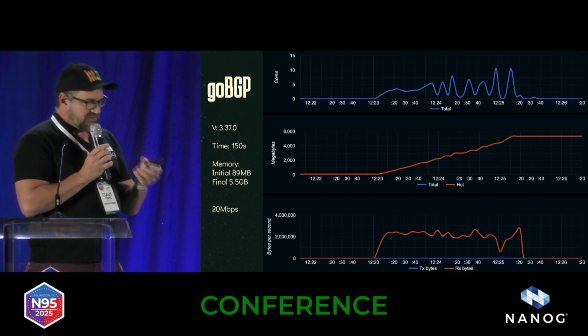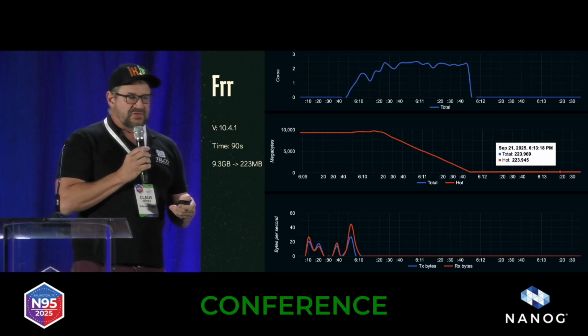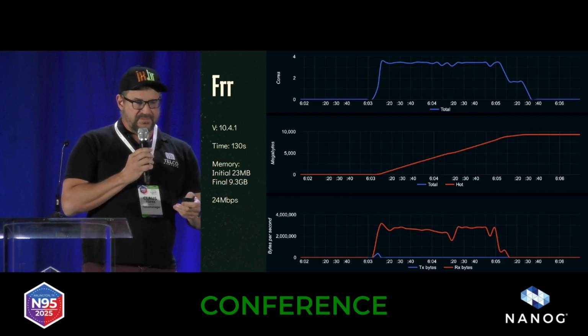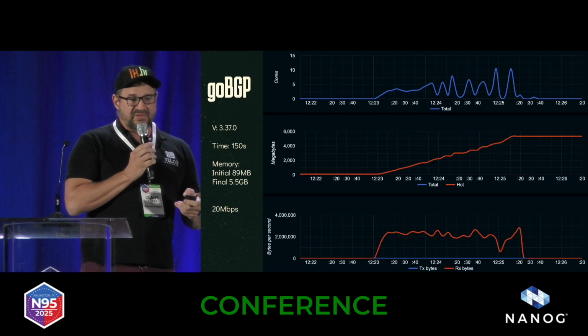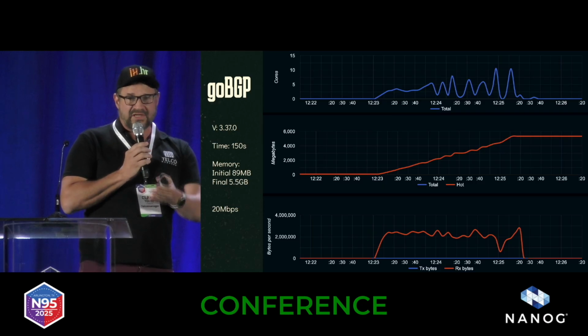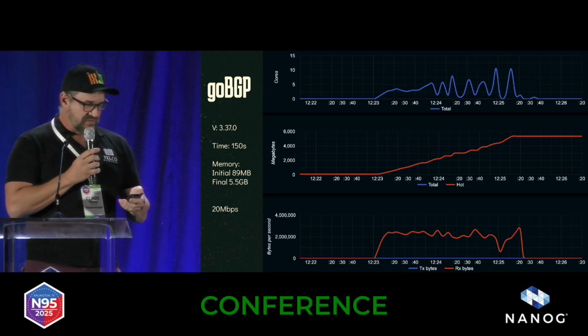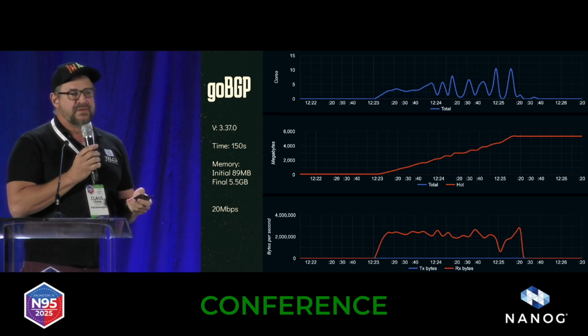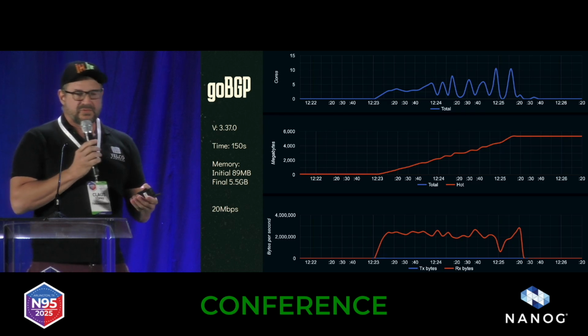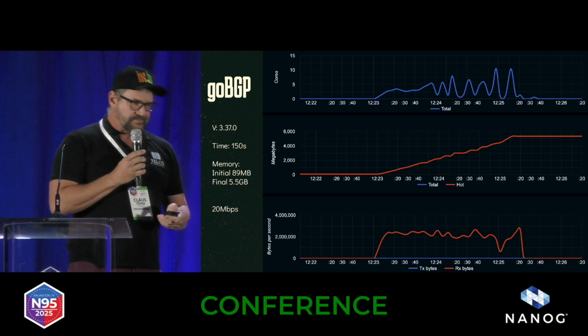And the bandwidth is around 20 megabits per second on the VRF. Here was 24. The reason is because it took a little bit more time to actually get the 5 million routes, 30 seconds more than FRR. That's the reason the bandwidth is also lower in terms of the other one.